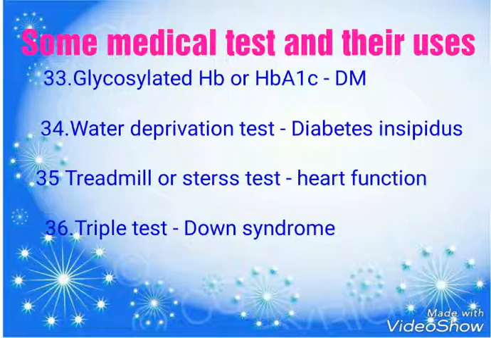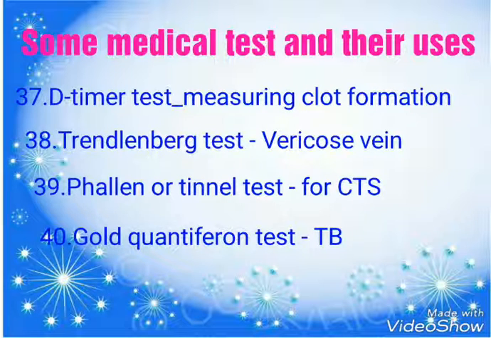Next, glycated hemoglobin or HbA1c test for diabetes mellitus. Next, water deprivation test for diabetes insipidus. Next, treadmill test or stress test to know heart function. Triple test for Down syndrome. Next, D-dimer test to measure clot formation. Next, Trendelenburg test for varicose vein. Next, Phalen or Tinel test for CTS or carpal tunnel syndrome.